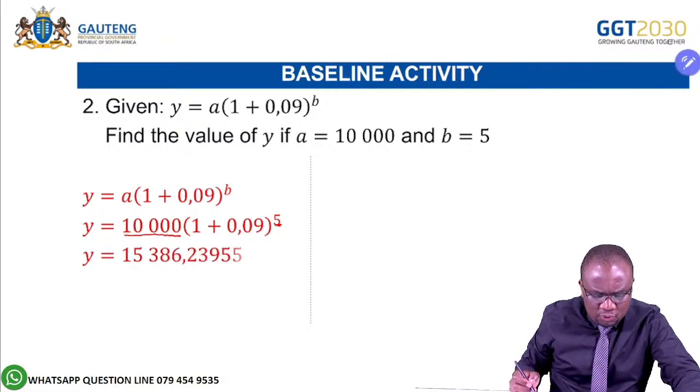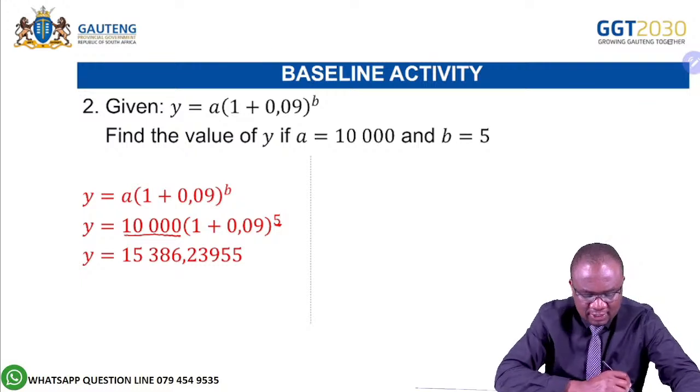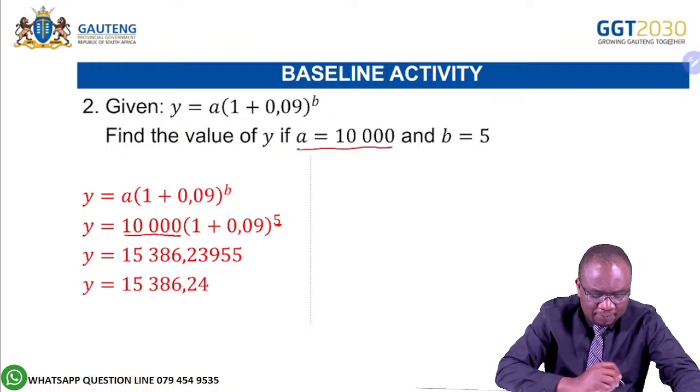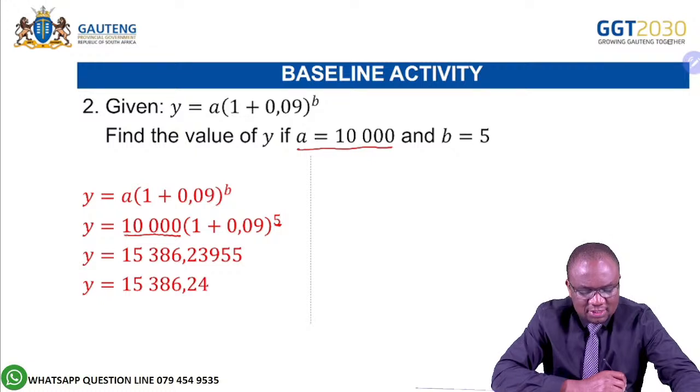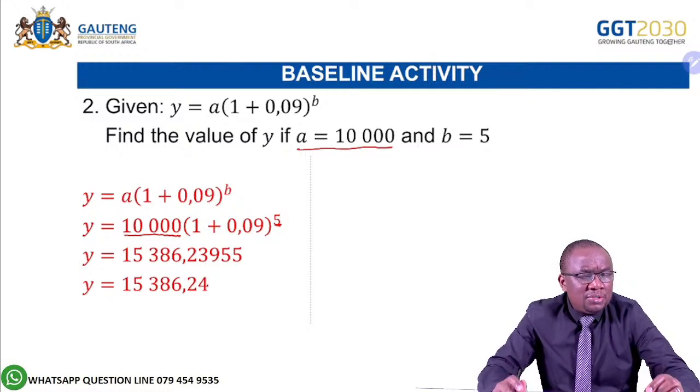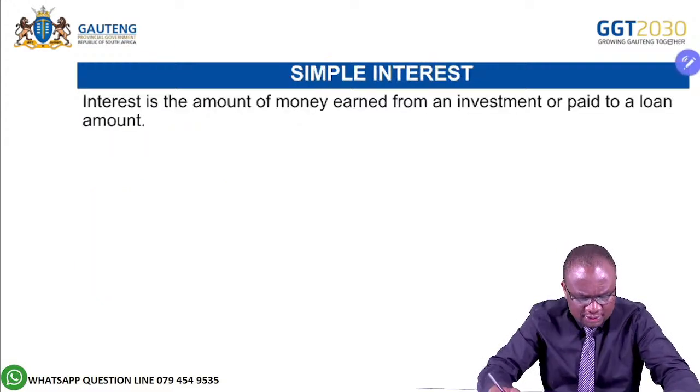So it becomes y is equal to 15,386.23. Then rounded off to 2 decimal places it is 15,386.24. It's not rand, just the amount. Okay, right. So if you check what we've done here, we're introducing ourselves to the formula for simple interest and the formula for compound interest. Now let's discuss simple interest.